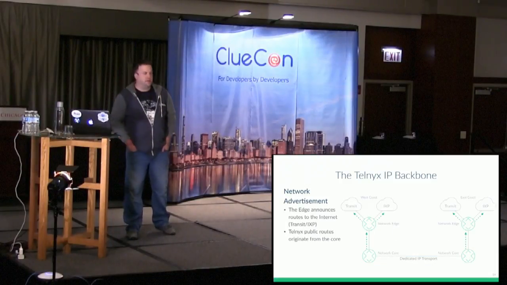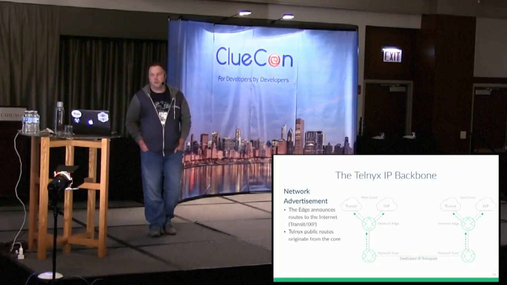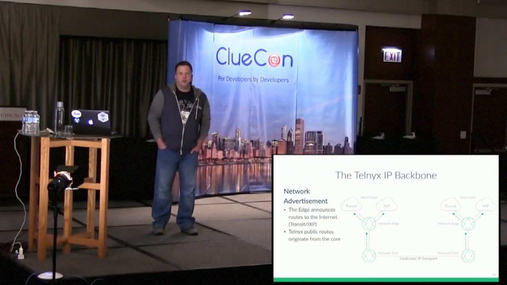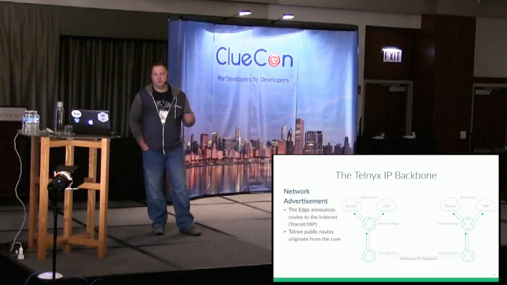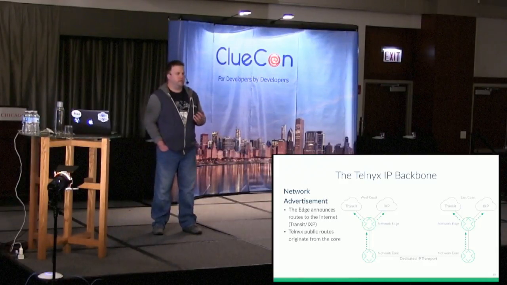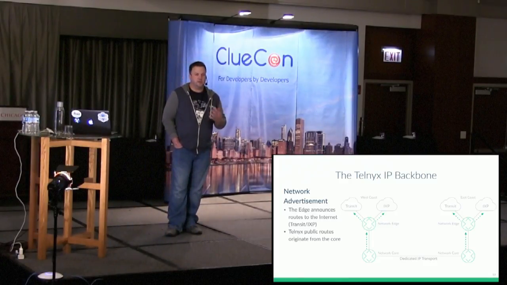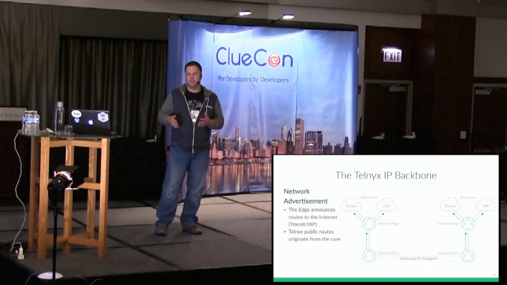Okay, so how are we actually announcing these routes out to the outside world? So at each major metro, we're looking at an edge, core, and interconnection layer. So at the network edge, we're essentially announcing to the world a major block of address space. So this major block of address space tells the rest of the internet, hey, come to me if you want to connect to Telnyx, okay?